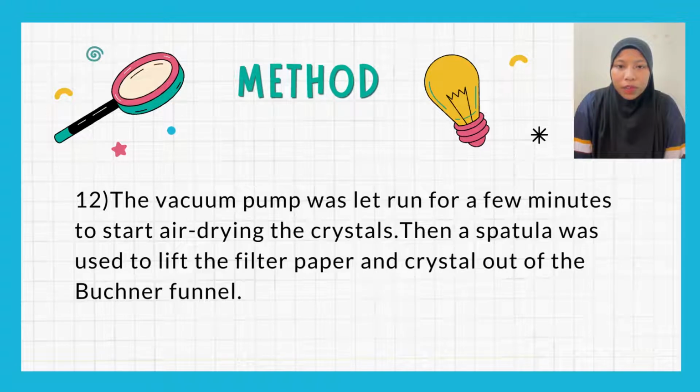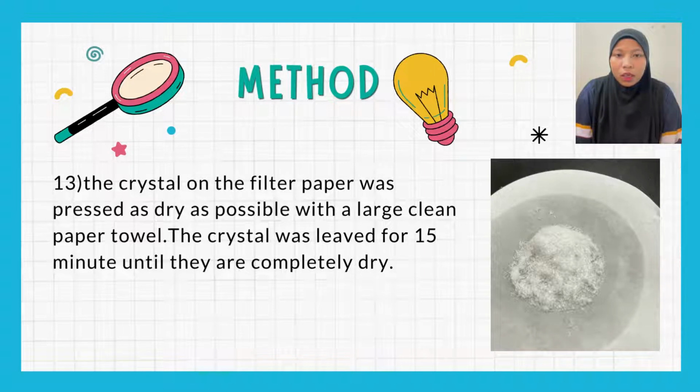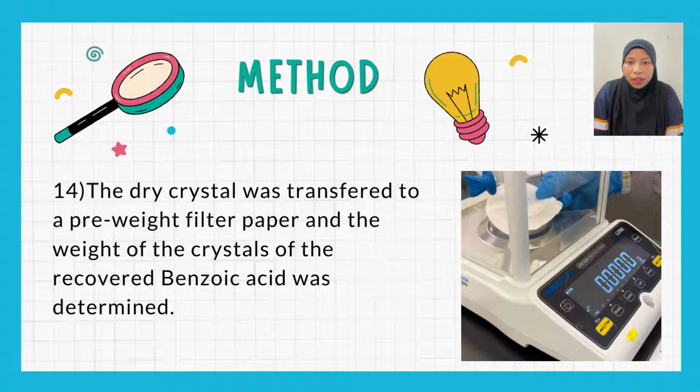The vacuum pump was left to run for a few minutes to start air drying the crystal. Then, a spatula was used to lift the filter paper and crystal out of the Buchner funnel. The crystal on the filter paper was pressed as dry as possible with a large clean paper towel. The crystal was left for 15 minutes until completely dry. The dry crystal was transferred to a pre-weighed filter paper and the weight of the recovered benzoic acid was determined.